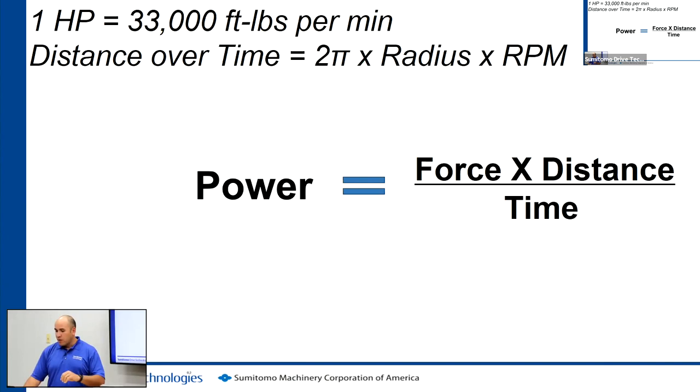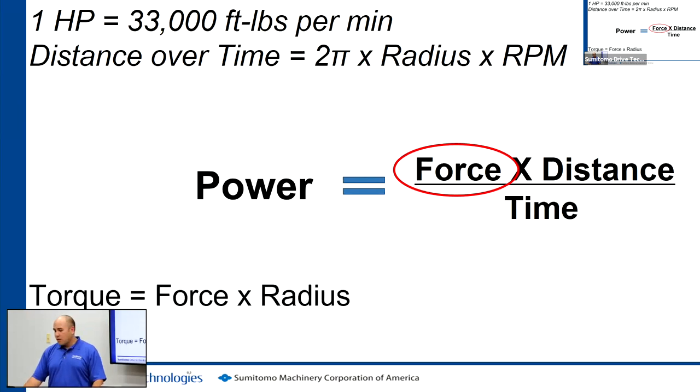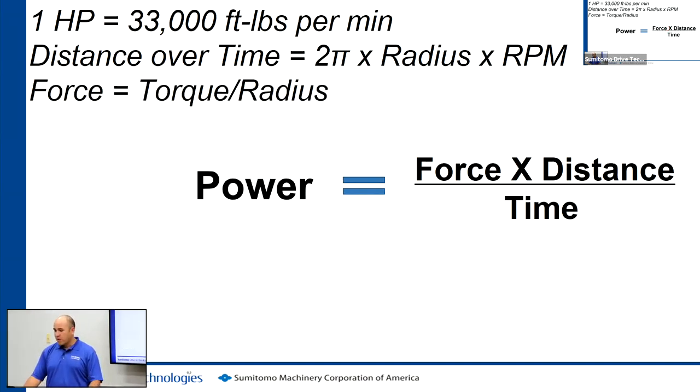Anyways, moving on. So let's bank that number, right? Distance over time is equal to 2 pi times radius times RPM. Now, you've already told us that torque is equal to force times radius, right? That's right. Or force is equal to torque divided by radius, right? Just rearranging the equation. Okay, so everybody's with me. Good. We'll keep that one too.